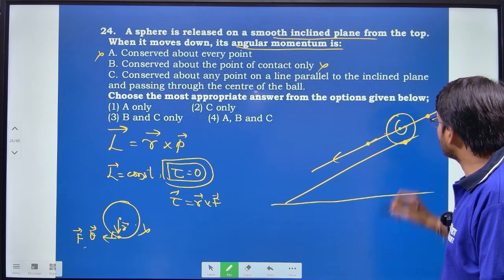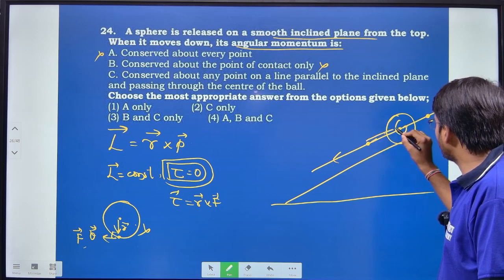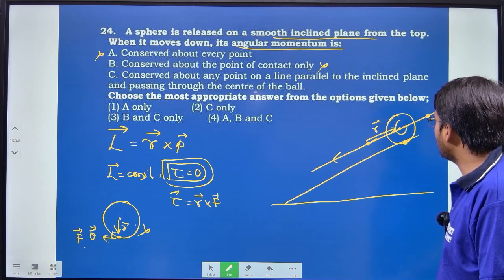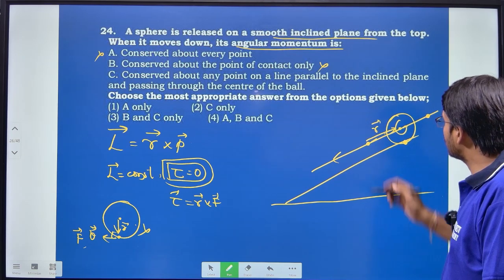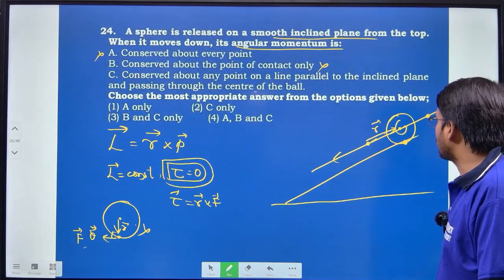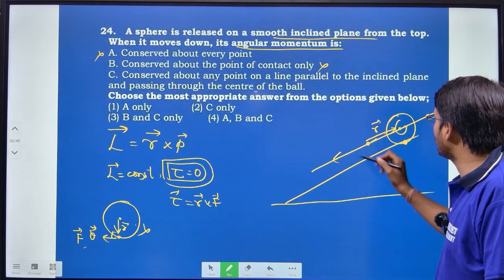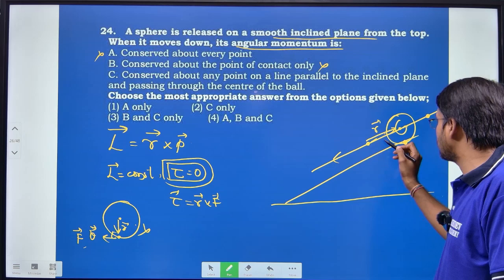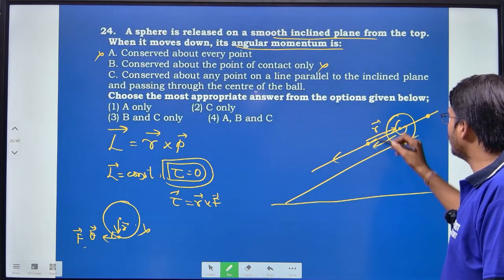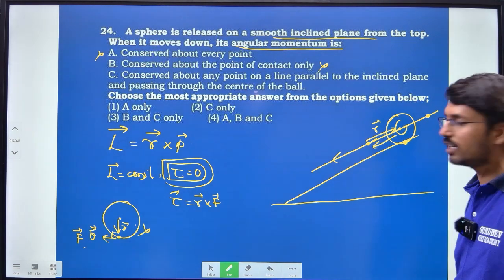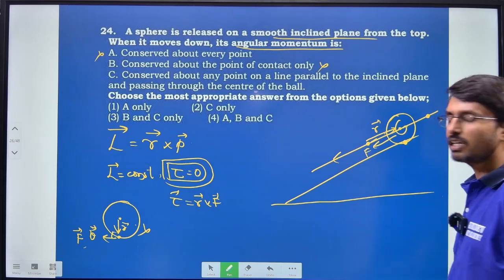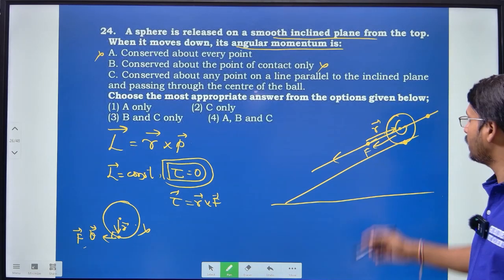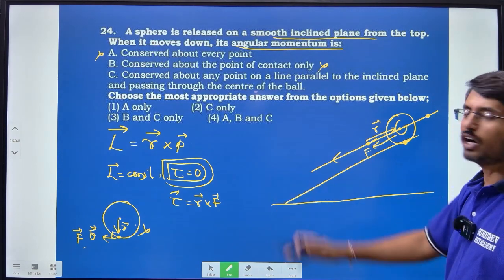This is the center of mass, and about this particular point, this is the R. Because it is moving in the downward direction, mg sin theta is acting in the downward direction. So what happens here? What is the angle between R and F? That is 180 degrees, and as a result, what is R cross F? R cross F becomes 0.